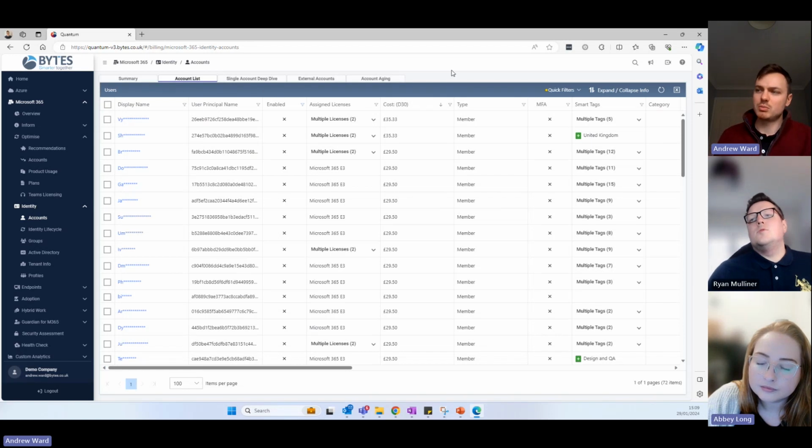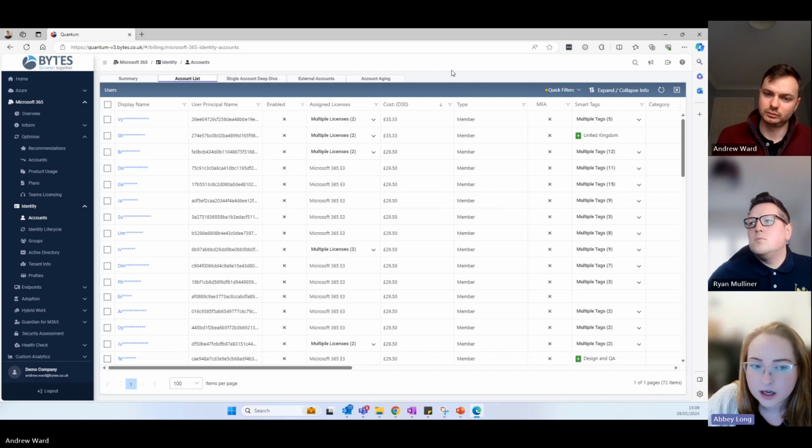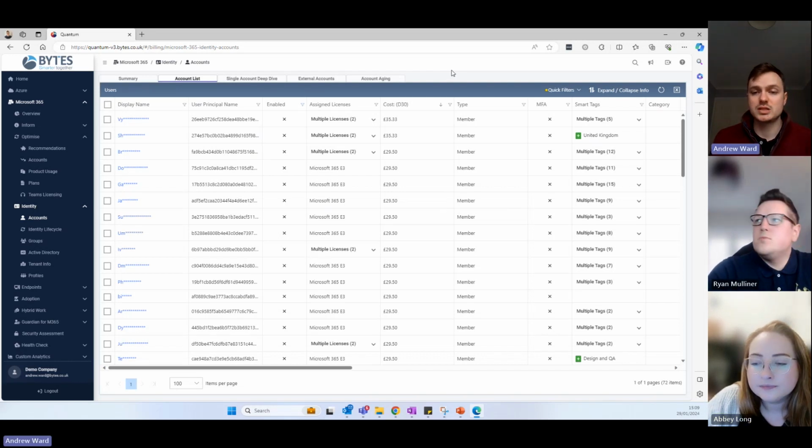So this is where the tool set can be really handy at looking at what you can potentially do moving forward. So can I assume that the initial assessment / health check that you mentioned is Bytes funded? Yes. So it's a free health check. It runs for 20 days, and then the report's delivered shortly after that.